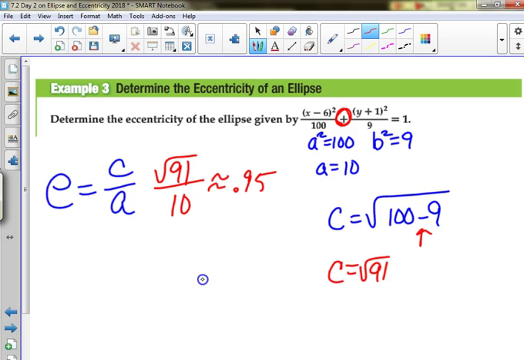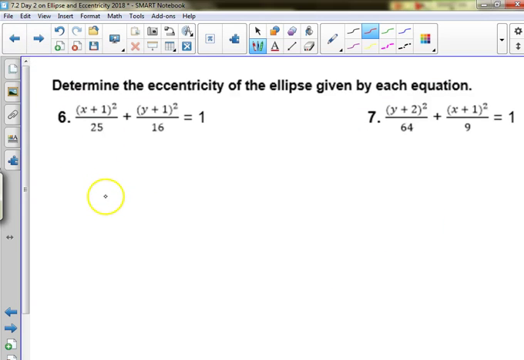0.95. Actually, that means this is pretty long and skinny, right? Okay. Which should make sense to you. It went 10 out one way and only 3 out the other, right? All right, let's try these two real fast. You try them both and then I'll tell you if you got them right.